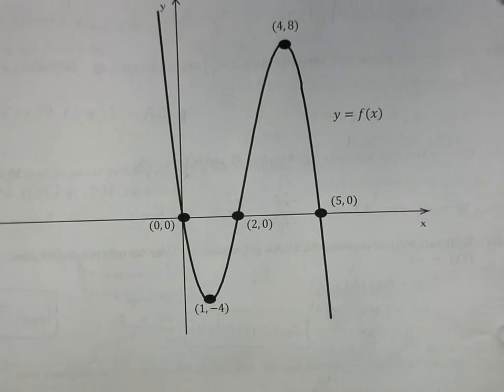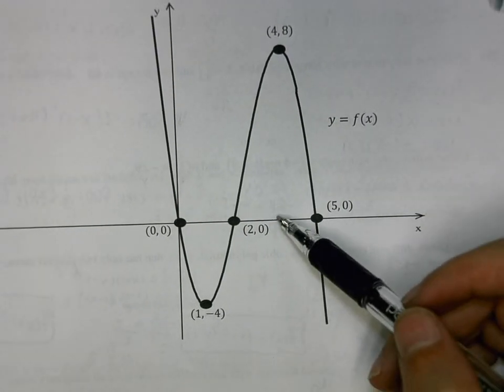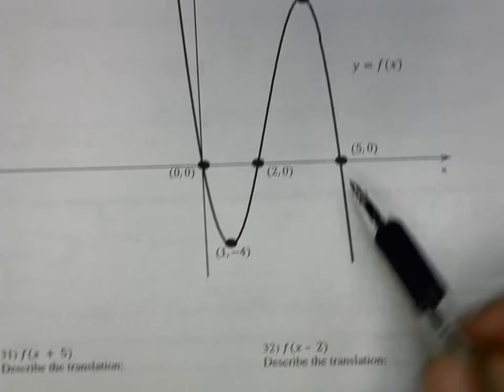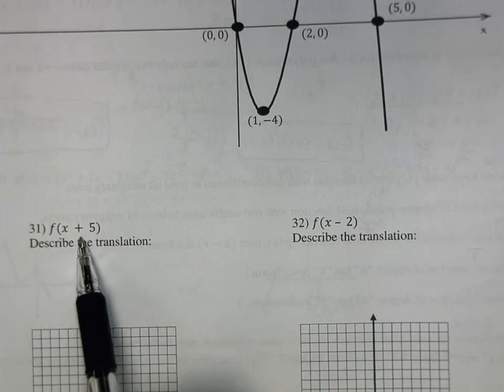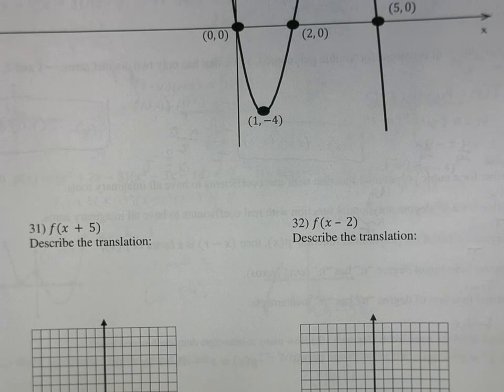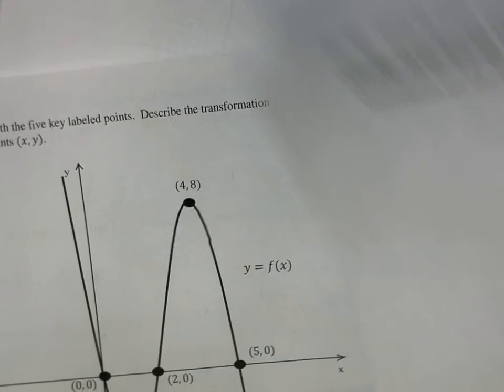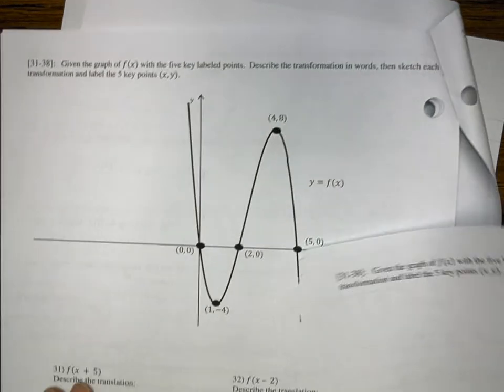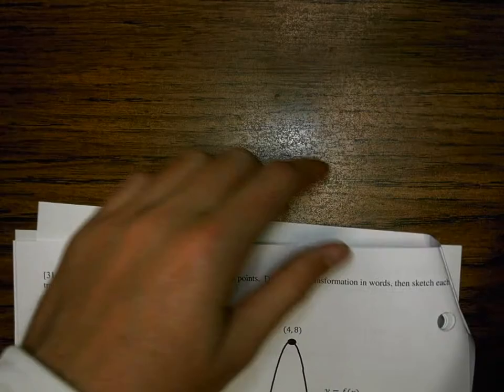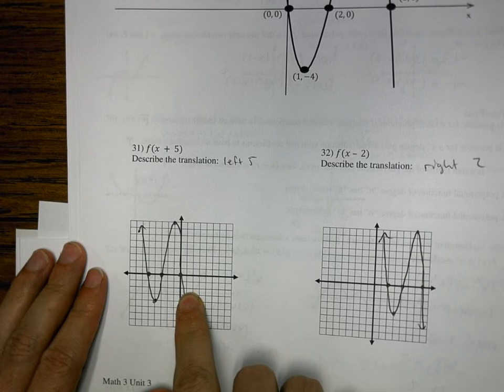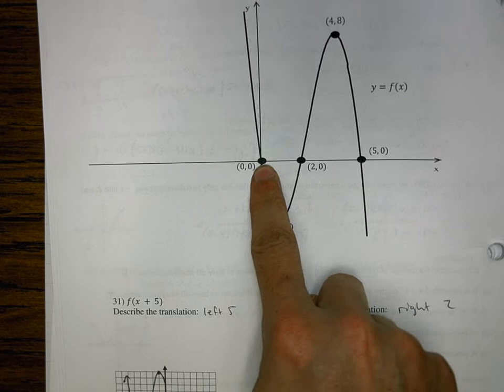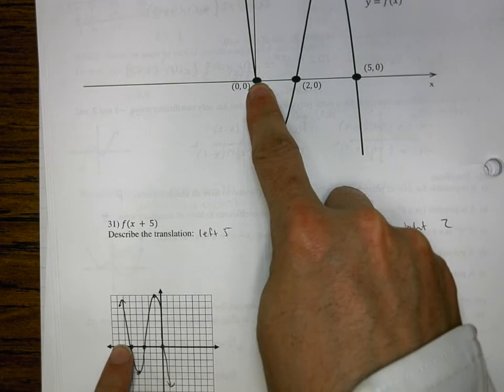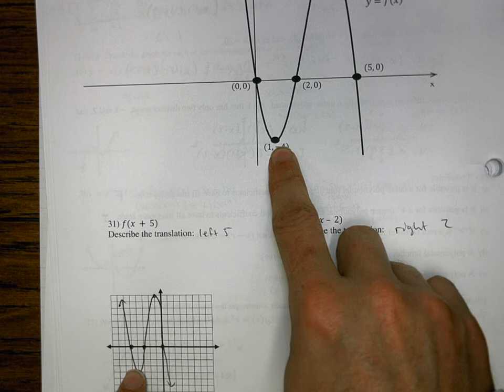Okay, this is our main function. This says move everything left 5 spaces. I'm going to take the completed one here. Okay, so that's the original one. This would be your answer here because you want to move the entire graph left 5 spaces. So instead of 0, 0, it goes down over here to negative 5, 0. Instead of 1, negative 4, it's negative 4, negative 4. You just move it left 5 spaces.